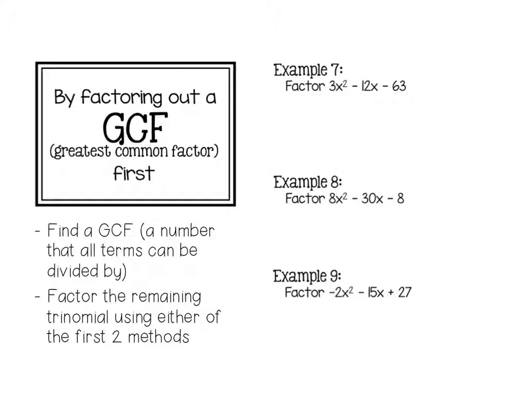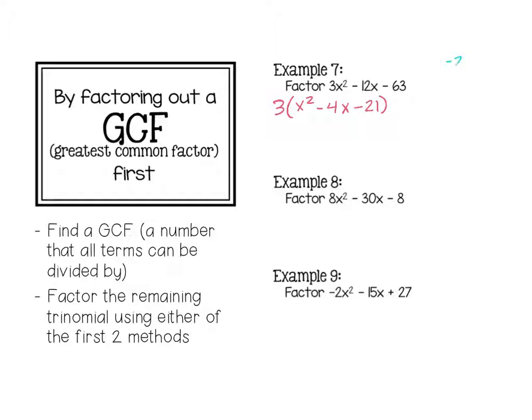The last thing we're going to talk about is factoring out a greatest common factor before we factor an expression. So we're going to find a GCF, or a number that all terms can be divided by, and we're going to factor the remaining trinomial using either of the first two methods. So in example 7, I noticed that I have 3x squared minus 12x minus 63, and I know that I can factor out a 3 from that, and that turns into x squared minus 4x minus 21. And now I'm going to factor that remaining trinomial.